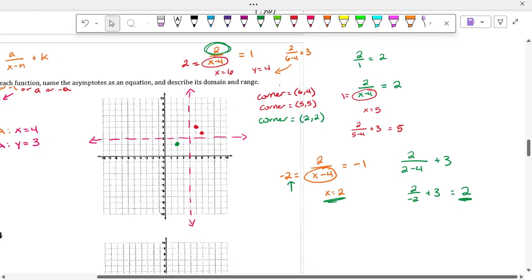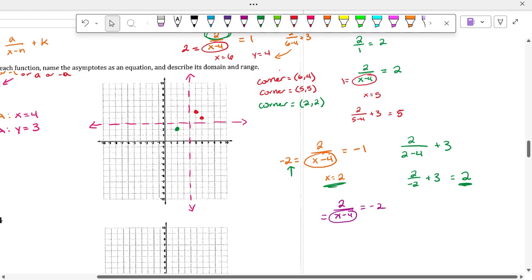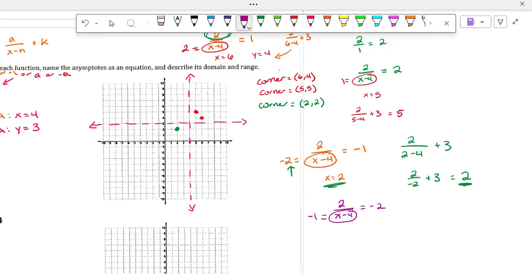All right. Now, if our A value is 2, what's the negative version of it? Negative 2. So now we want 2 over x minus 4 to equal negative 2. So that means our denominator should equal what? 2 divided by what number will give you negative 2? Negative 1. So what value of x would give me negative 1 if I evaluated it? 3.